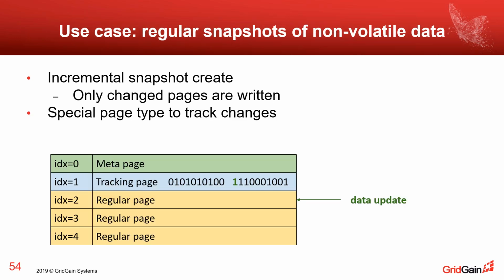In order to achieve that, we pre-calculate information about whether or not a page was changed in a special type of pages. We call them tracking pages, and a tracking page contains bit masks. In the bit masks, there is 1 if the page was changed and 0 if the page wasn't changed. One tracking page covers a range of about 16,000 regular pages, so it's not really a big memory overhead. When we need to create an incremental snapshot, we already know which pages were modified, and we just scan through the pages that have ones in the bit masks.